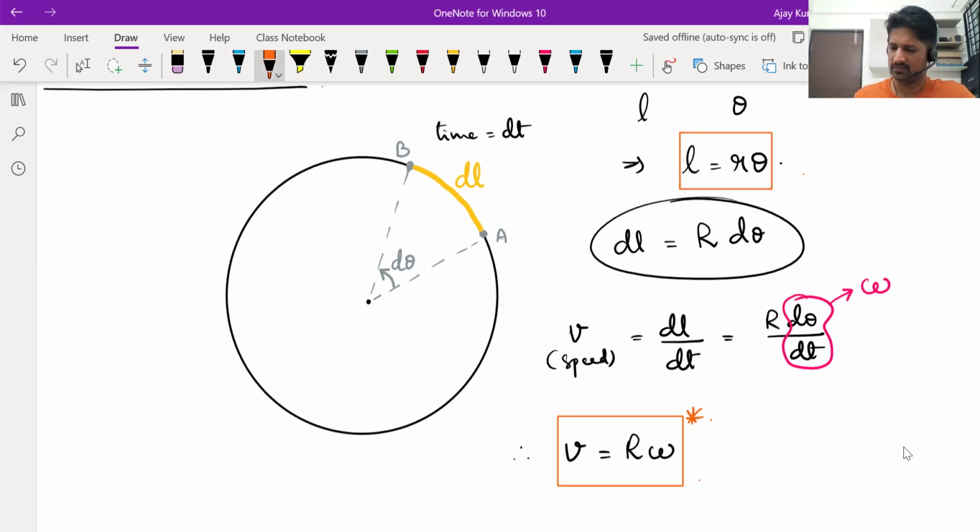By differentiating this, because as an object moves along the circle, the angular position theta keeps changing, and the distance L moved by it also keeps changing. So L and theta are variables. If you differentiate this, you will get dl by dt is equal to r times d theta by dt. dl by dt is nothing but the speed of the object. d theta by dt is nothing but the angular speed of the object. So V is equal to r omega. Let's continue from here.